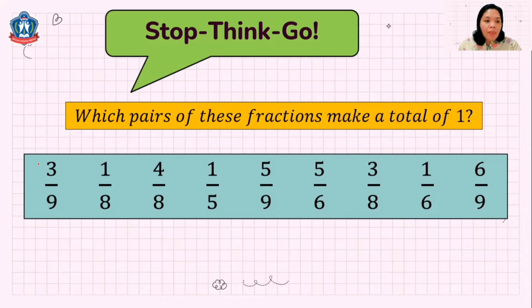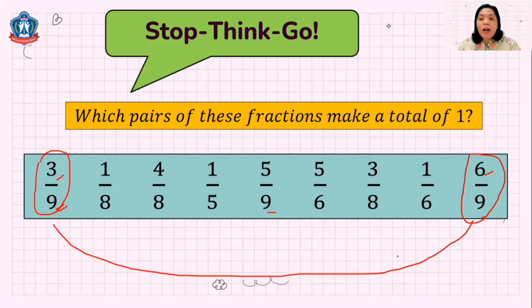So let's try to find 3/9. Let's try to find a fraction whose denominator is 9. 5/9. 3 and 5 is 8. So that is not one whole. Another, 6/9. 3 and 6 is 9. And they have the same denominators. Therefore, 3/9 and 6/9 make a total of 1. Can you find another pair of fractions? If you have, you can share that during our Zoom meeting.